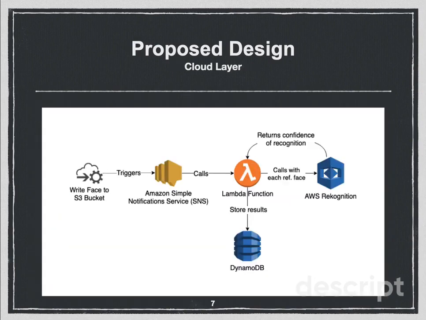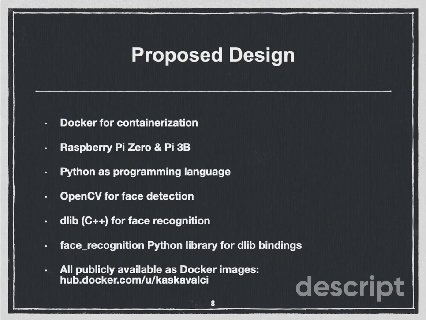The cloud layer consists of multiple cloud components from AWS. We use Docker as the containerization technology, Pi 0 for the pre-processing layer and Raspberry Pi 3B for the processing layer. We utilize Python as the programming language, OpenCV for face detection, and dlib for face recognition. We use an open source Python library, face_recognition, as a dlib convenience wrapper. We open sourced all our work on GitHub and all containers are available on Docker Hub.